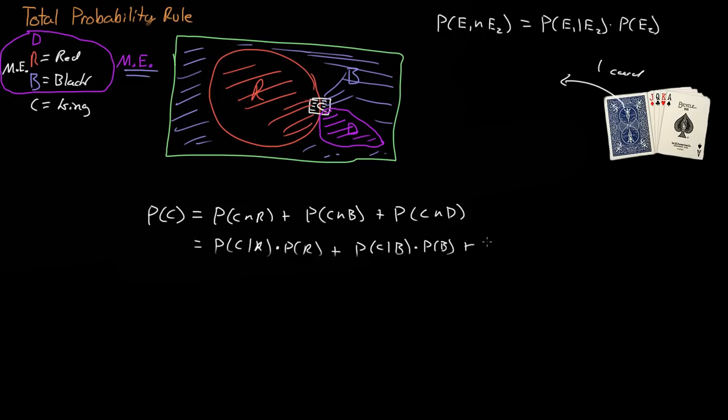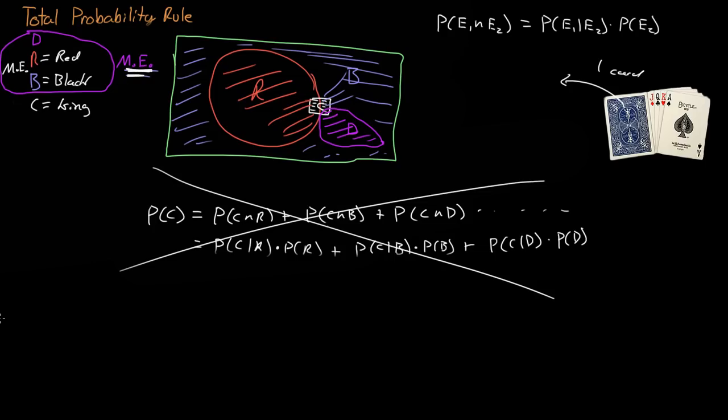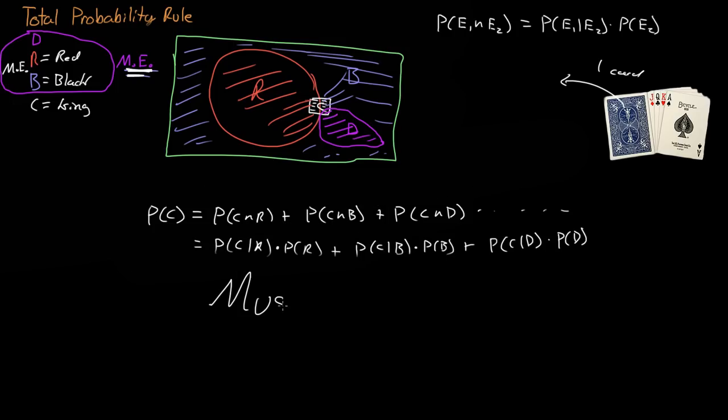And that's just written as the probability of event C given that D has occurred times the probability of D. And I mean, this can go on forever. You can just keep breaking it up into smaller and smaller pieces as long as they are mutually exclusive. It's really important. You have to really remember that they must be mutually exclusive events or this does not work.